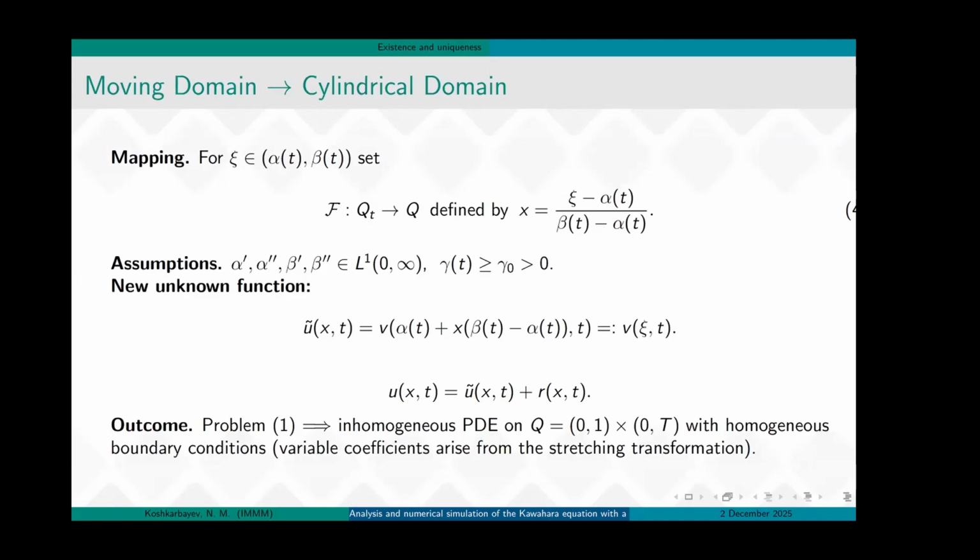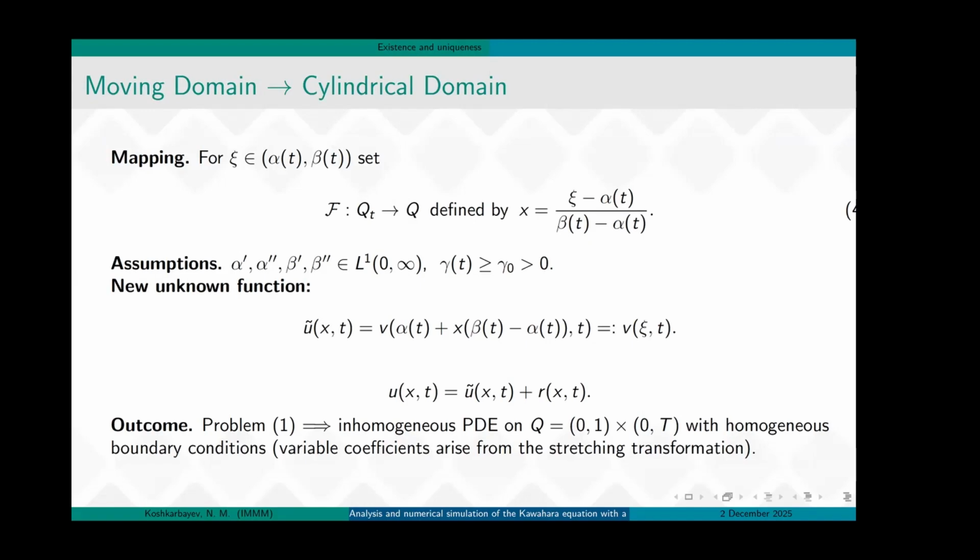First, to analyze this problem, it's difficult to work directly with moving boundaries. Therefore, we use a diffeomorphism F, defined by (4). This transforms our time-dependent domain Q̃ into a fixed cylindrical domain Q with variable x.